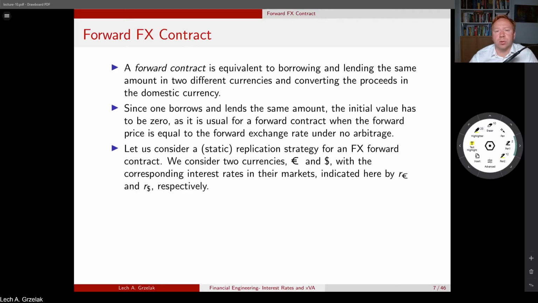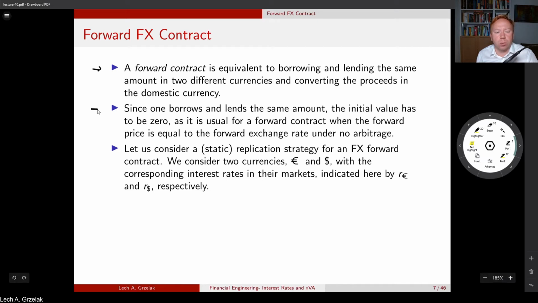The simplest and also one of the most liquid FX contracts is the so-called forward FX contract. This contract is equivalent to borrowing and lending the same amount in two different currencies and converting the proceeds in domestic currency. This is similar to what we have seen already for the interest rate forward, where we lend some amount of money. Here, of course, in the FX case, we always have two transactions, because one transaction will be in domestic currency and the other transaction will be in a foreign currency. So we have this element of conversion of one currency to another.